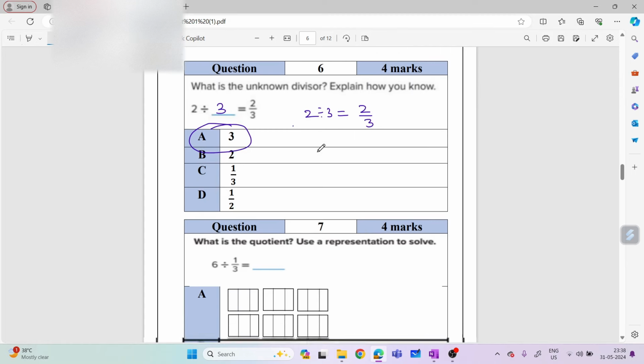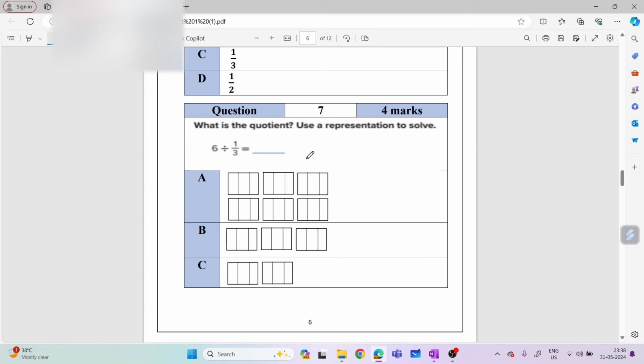So, unknown divisors. That's the rule. You see, what is the question? Use the representatives of 6 divided by 3. KFC rule. What is our KFC rule? Keep the first term as it is. Flip the second term. Then division becomes multiplication. 6 times 3 is 18. You see, how many? 1, 2, 3, 4, 5, 6, 7, 8, 9, 10, 11, 12, 13, 14, 15, 16, 17, 18. Total 18. So answer is A. Very simple.